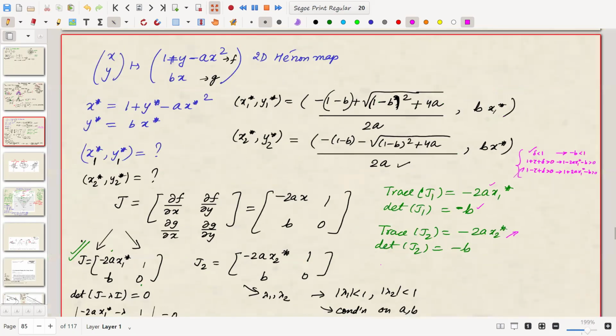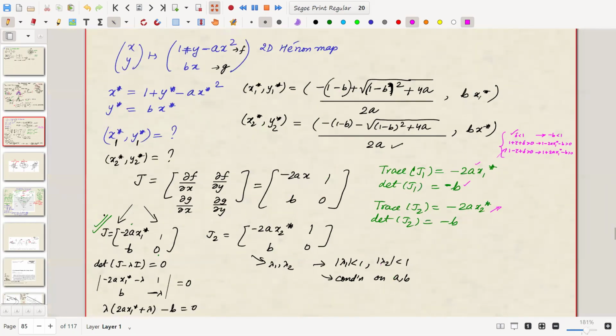So next class, maybe one of you can come to the board and do this. One of you should come to the board. There should be two people. One will solve for fixed point x1 star, y1 star. Another one will solve for x2 star, y2 star, and the stability conditions. The board will be divided into two parts, and one of them will do it for x1 star, y1 star, another for x2 star, y2 star.